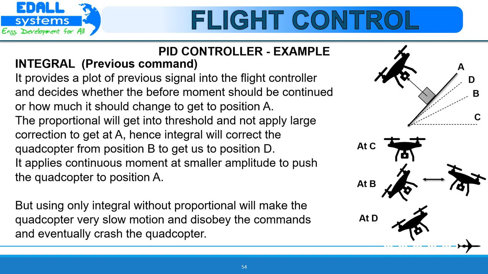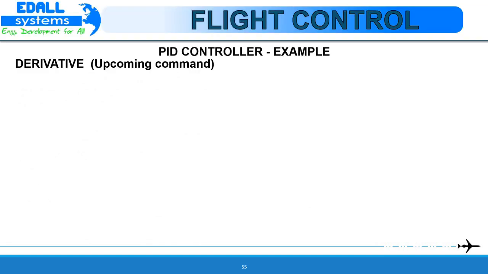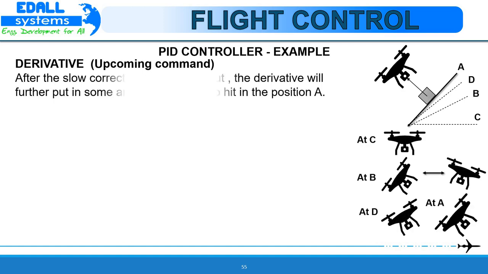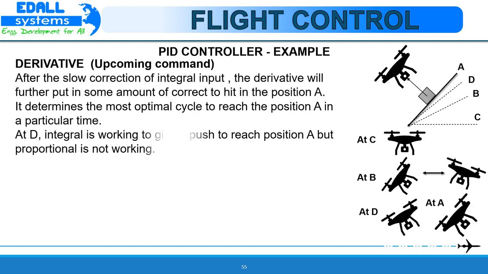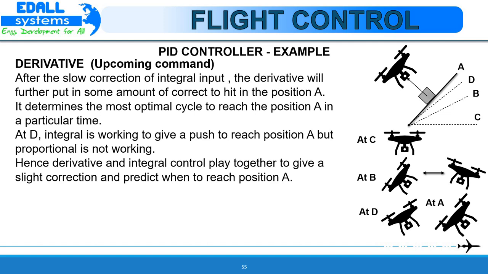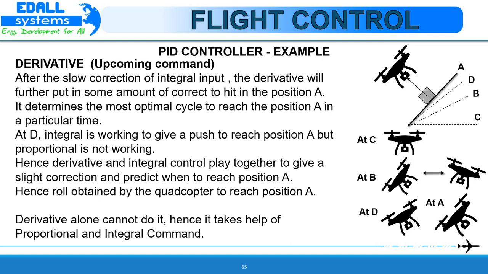It applies continuous movement at smaller amplitude to push the quadcopter to position A. But using only the integral without proportional will make the quadcopter very slow and disobey the commands, and eventually crash the quadcopter, which gets us to another controller type, that is the derivative controller. Here, after the slow correction of the input, the derivative will further put in some amount of correction to reach position A. It determines the most optimal cycle to reach position A in a particular time.